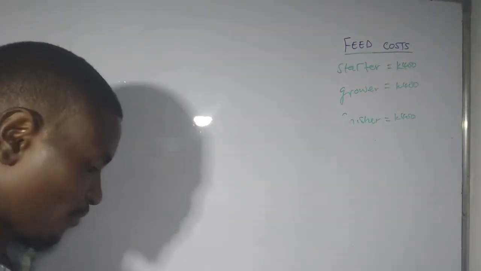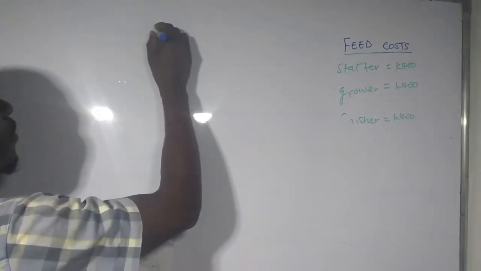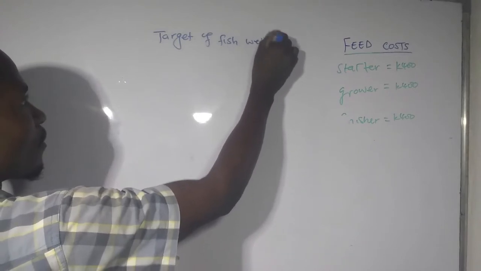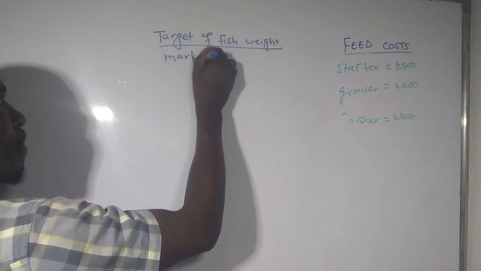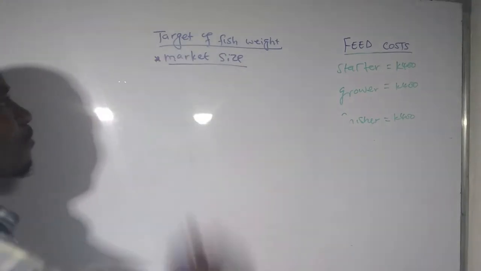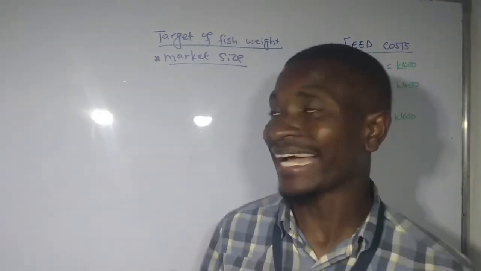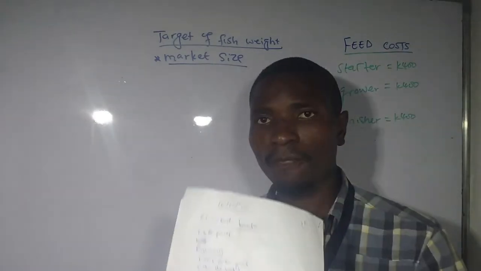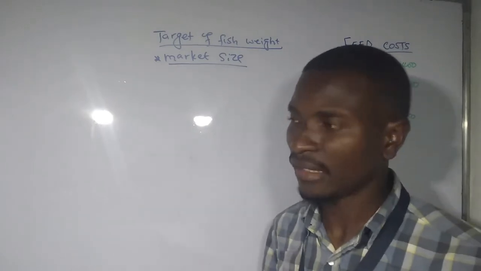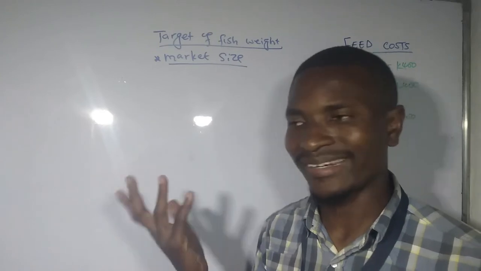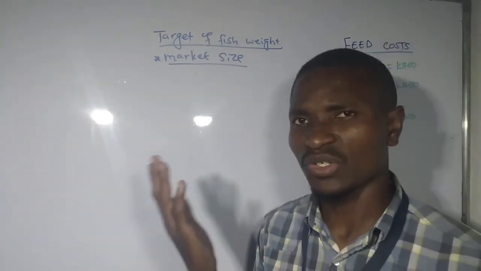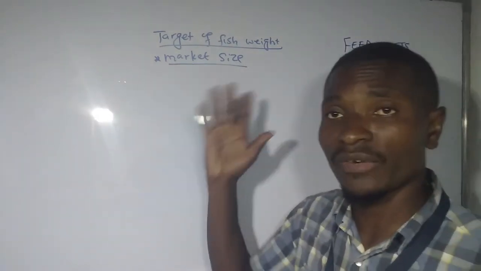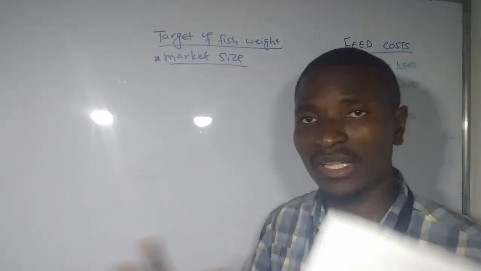Now let's move on. So what does that mean? Target of fish weight means that when I take the fish to the market, I should have an idea. Let's say you take small fish, that can make your customers doubt and say this fish is not good, and probably that would result in losses. But there's also the idea of to what extent you want your fish to grow within the period of 6 months.